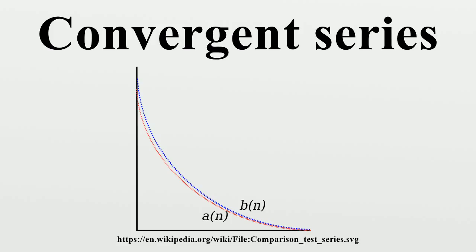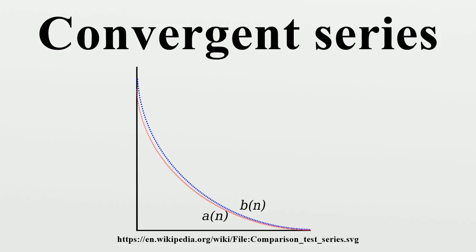The reciprocals of factorials produce a convergent series. The reciprocals of square numbers produce a convergent series. The reciprocals of powers of 2 produce a convergent series. Alternating the signs of reciprocals of powers of 2 also produces a convergent series. The reciprocals of Fibonacci numbers produce a convergent series.